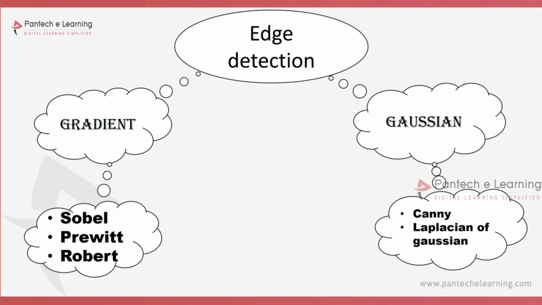Inside the gradient, we have three types: Sobel, Prewitt, and Roberts. The same thing, if you go for the Gaussian: Canny and Laplacian of Gaussian. These different techniques are applied inside edge detection. Around the world, the famous techniques are Canny as well as Sobel. So inside this video, we will see the entire function of Canny and Sobel, including their differences, which are only slight changes.